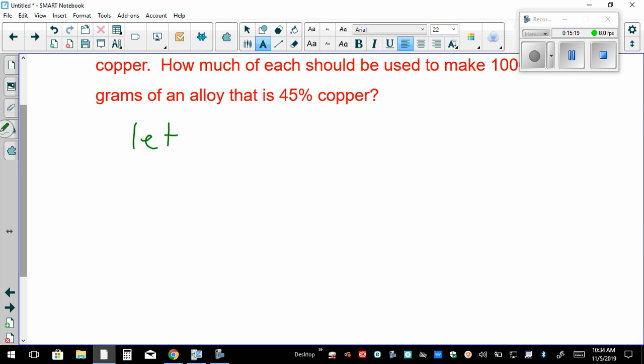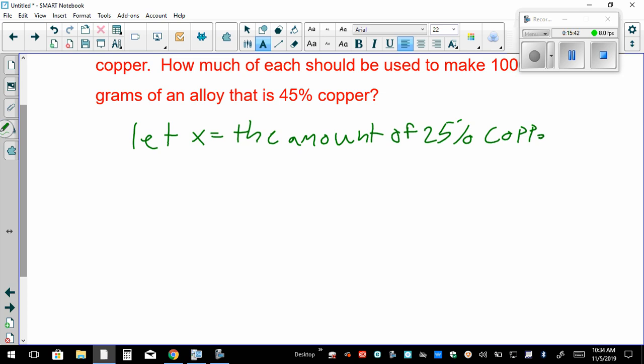Let x equal the amount of 25% copper alloy. Write it down and solve.